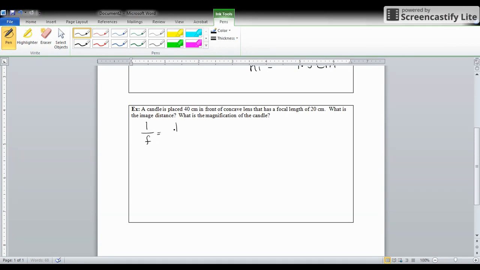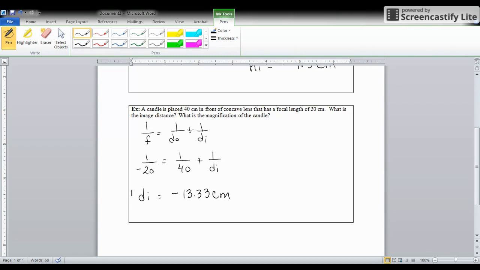So this is going to be 1 over f equals 1 over do plus 1 over di. The focal length is 1 over negative 20 equals 1 over 40, that is the object distance, plus 1 over di. Go ahead and pause, find di. You should have gotten negative 13.33 centimeters. Does it make sense that it's negative? Yes. Concave lenses have negative image distance.